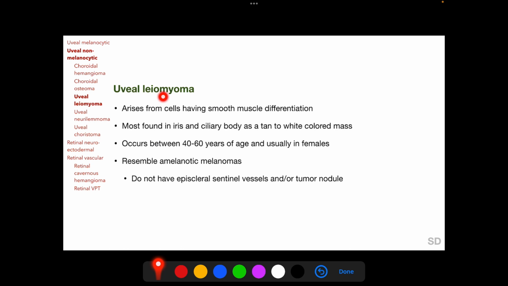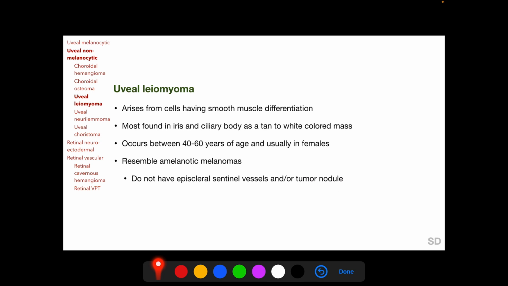Uveal leiomyomas arise from cells having smooth muscle differentiation, and they are mostly found in iris and ciliary body, the structures in the eye known to have smooth muscles. And uveal leiomyomas in these structures appear as a tan to white colored mass resembling amelanotic melanomas. However, they do not have episcleral sentinel vessels or tumor nodules on the epibulbar surface, which are characteristic of ciliary body melanomas.